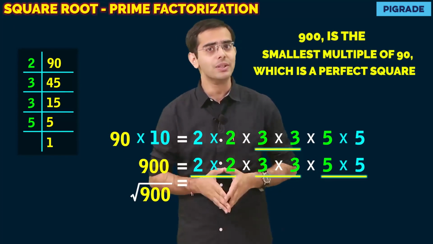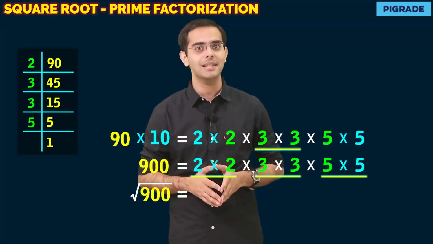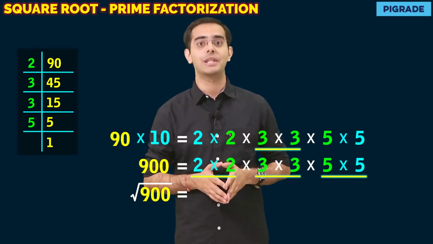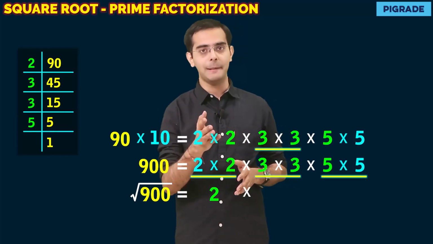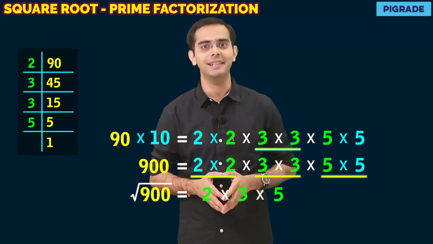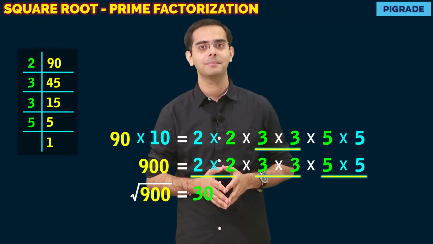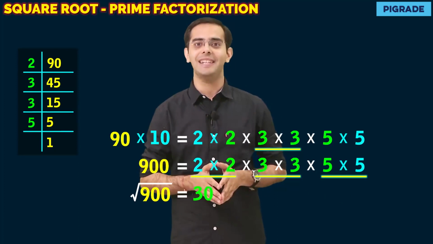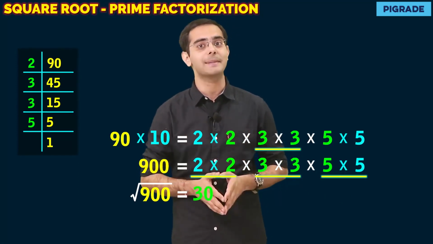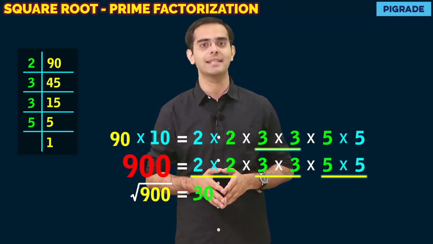And what is its square root? Right, its square root can be determined by taking one number from each pair, which gives us 2 multiplied by 3 multiplied by 5, which is equal to 30. So 30 becomes the square root of 900. And this shows that if we have a non-square number, then we can easily find its multiple which is a perfect square, using prime factorization.